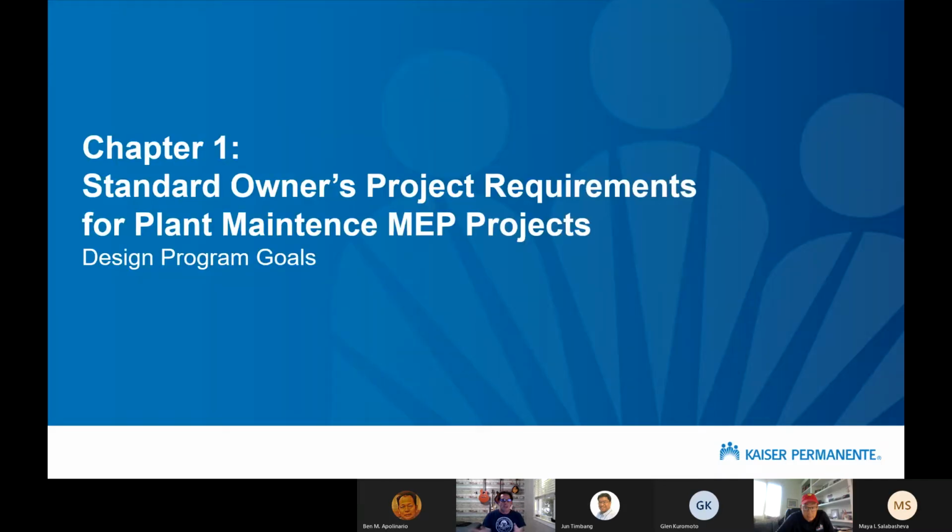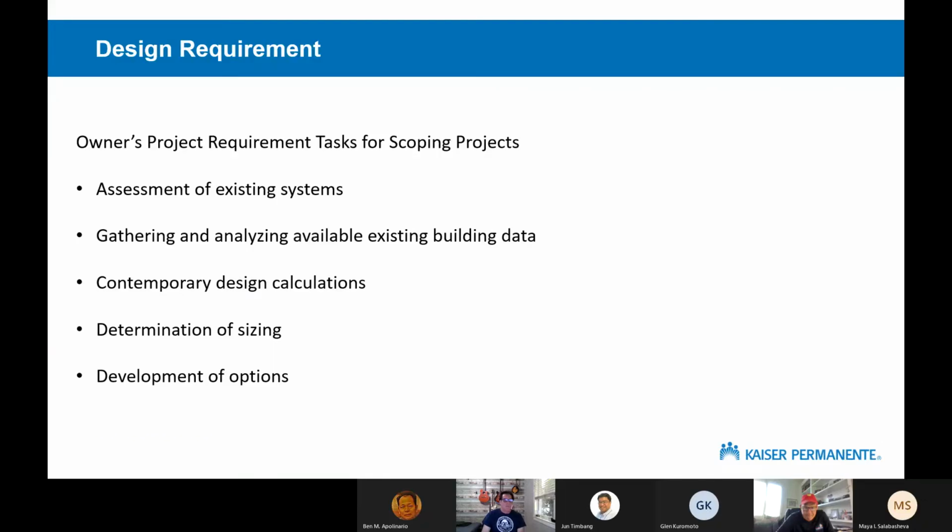Okay, so chapter 1. In 2022, you're going to see new language in the Kaiser OPRs and the A&E RFP requirements for plant maintenance work. In this section, I'm going to review that new language and what it means. The main bullet points are assessments, data gathering and analytics, contemporary calculations, and then sizing, and then options development.